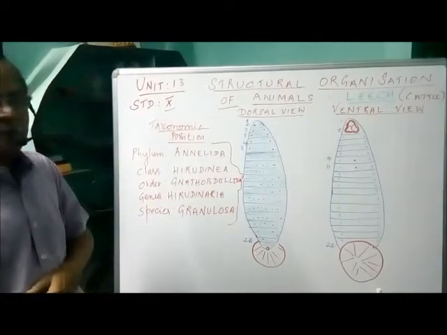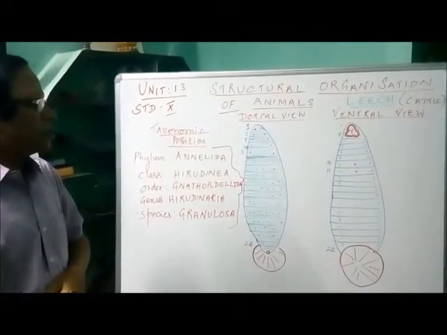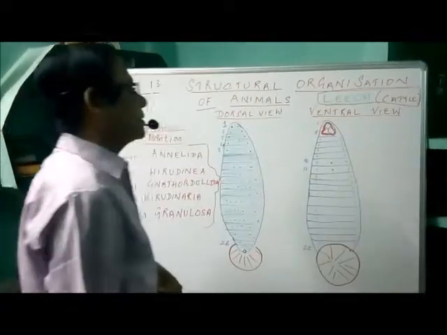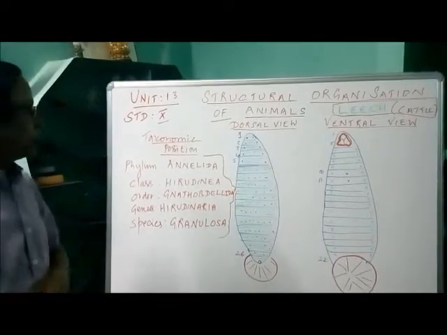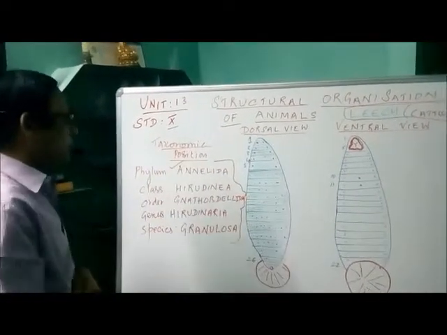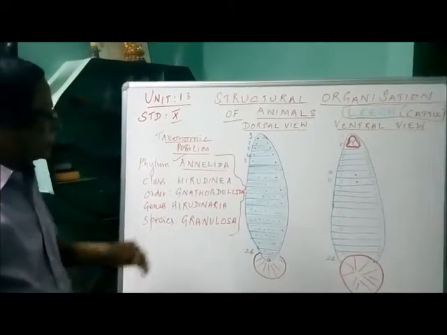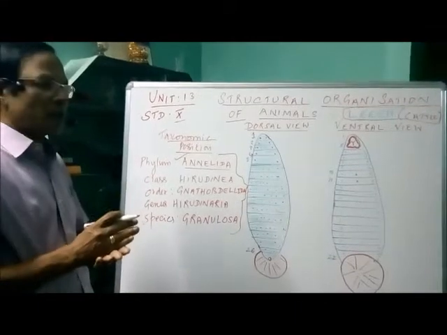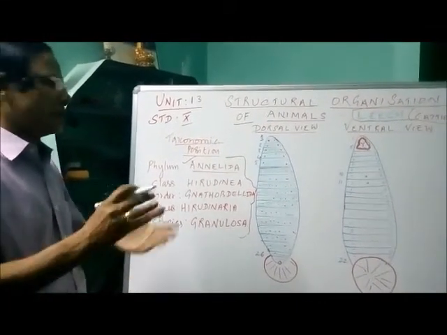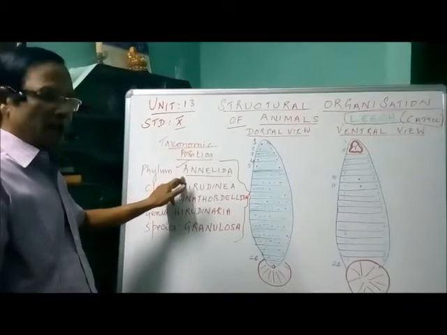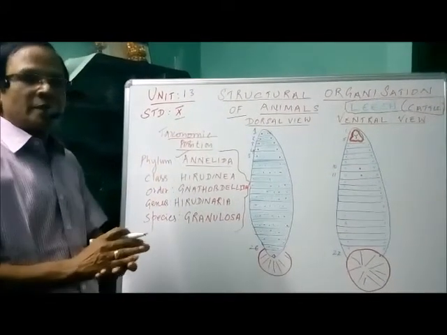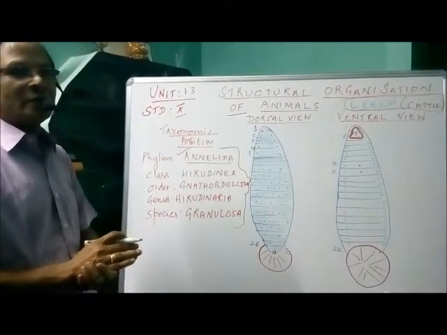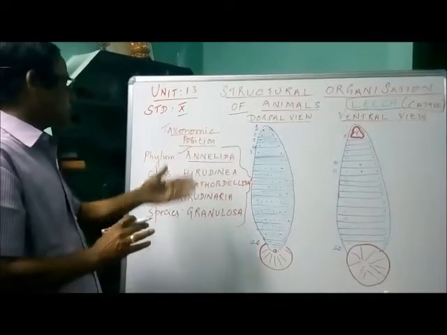Now let us take the example coming under invertebrates, that is a cattle leech, structural organization of cattle leech. Now the cattle leech belongs to the phylum Annelida. If we are observing the taxonomic position, that is the systematic position, to which phylum it belongs, to which order it belongs, like that. So it belongs to the phylum Annelida. Here, in the case of annelids, the body is divided into many similar segments called metamerism. That's why it's being included under this one.